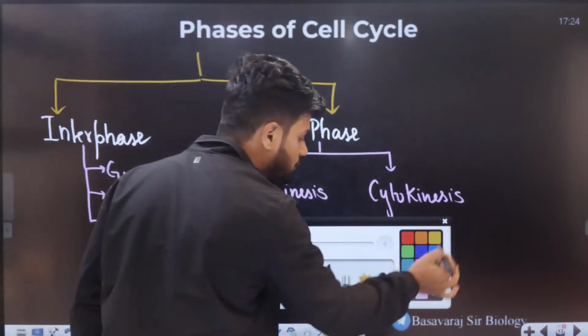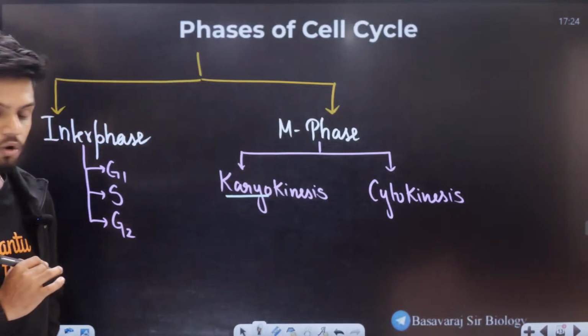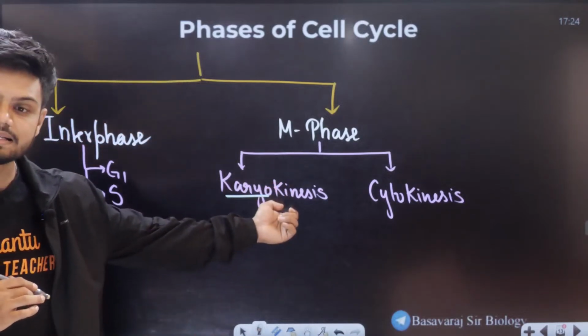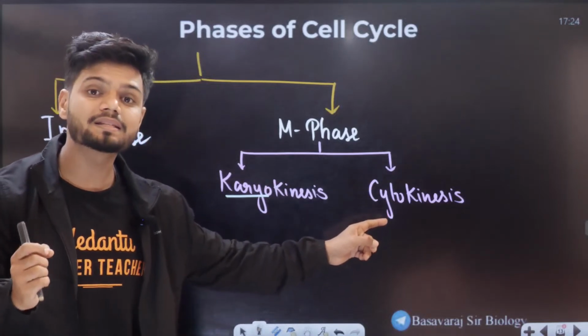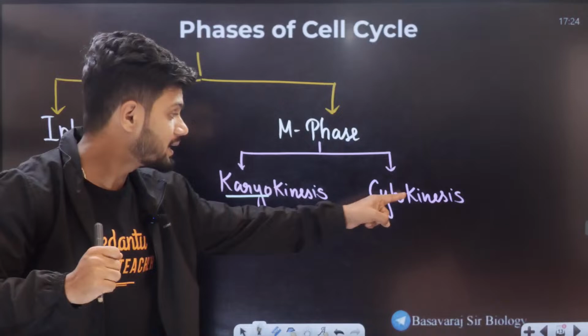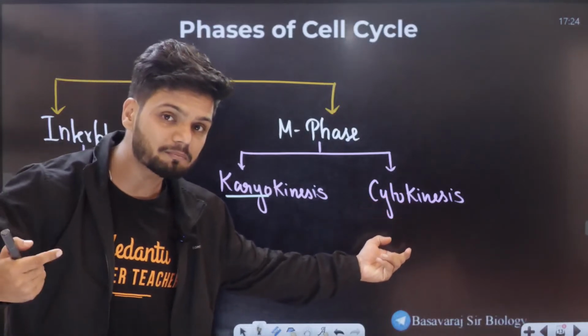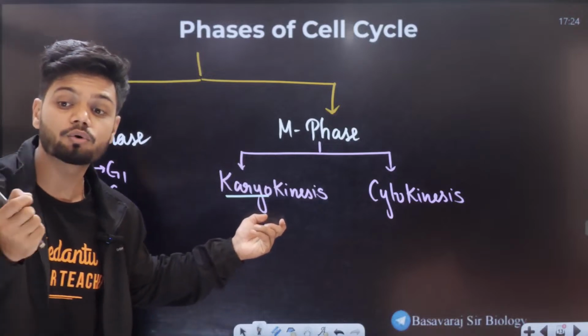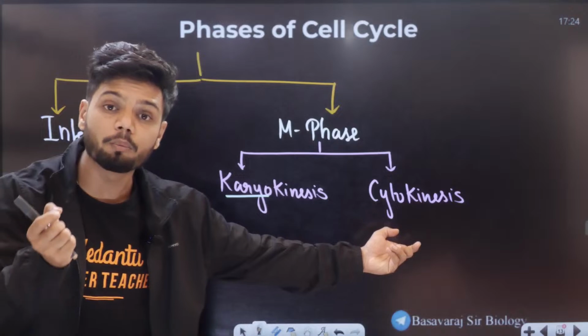Now, what exactly is karyokinesis? The meaning of karyokinesis: karyo means nucleus, kinesis means division. Cyto means cytoplasm, kinesis means division. So, division of the nucleus and division of the cytoplasm.